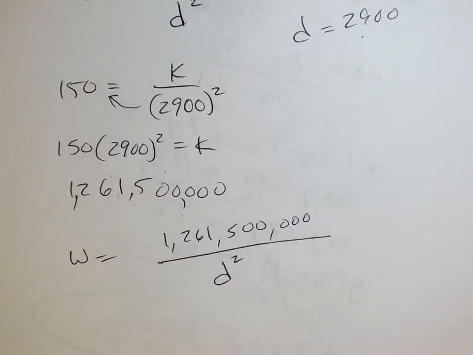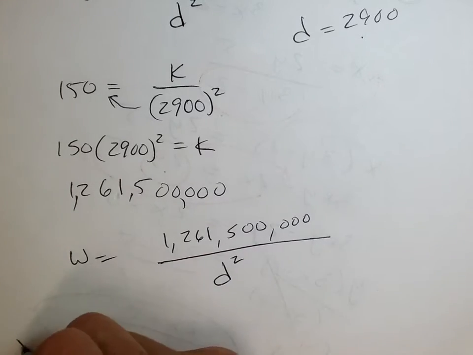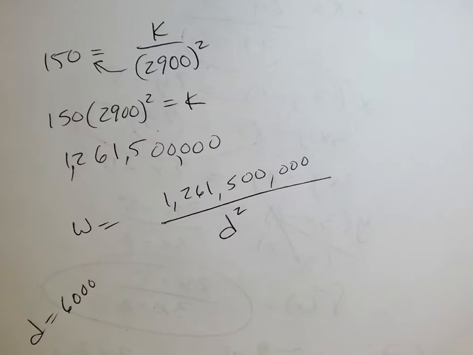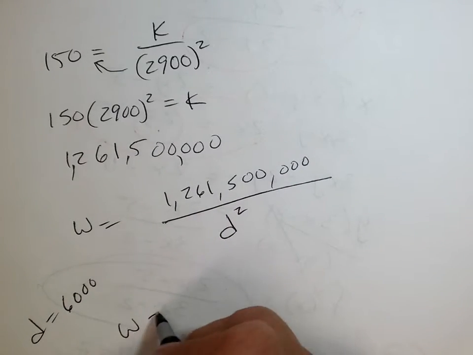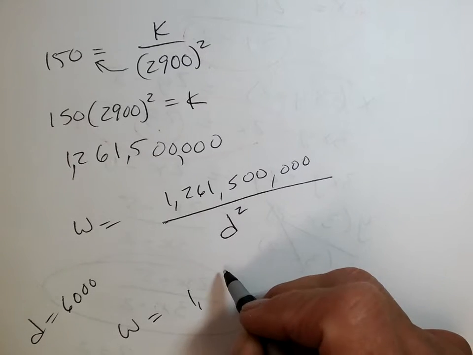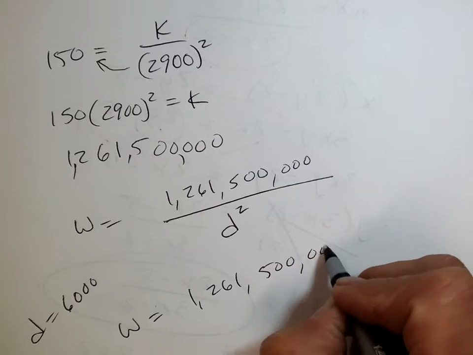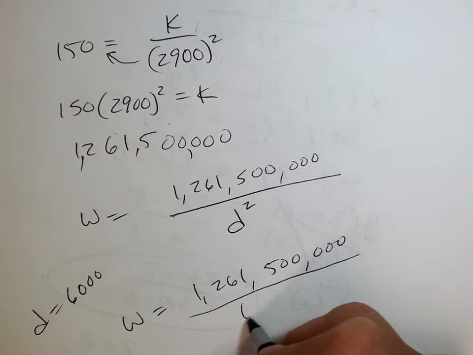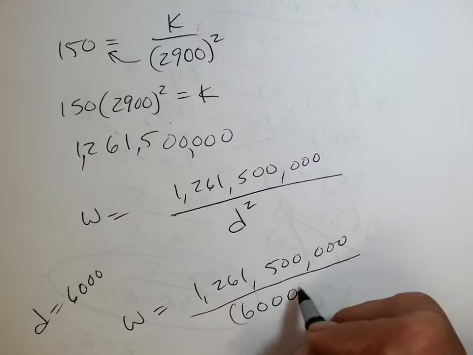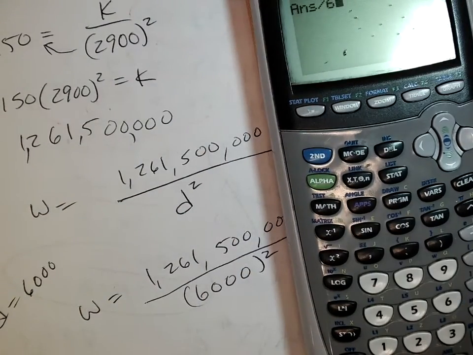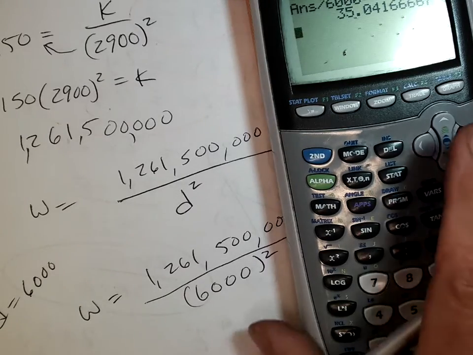The last thing I'm going to do is use this equation. Now, somebody's 6,000 miles from Earth. If d is equal to 6,000 miles, what's the weight? Well, that's easy. I'll just plug that in. The weight is equal to 1,261,500,000 divided by 6,000 squared. I'm just going to use my calculator, and I get 35 pounds.